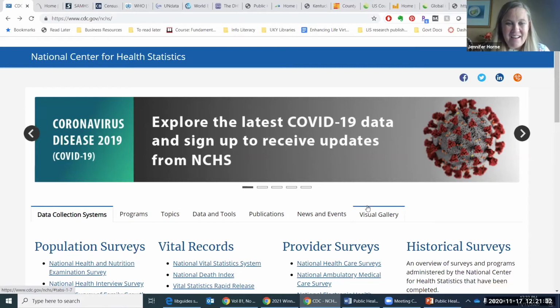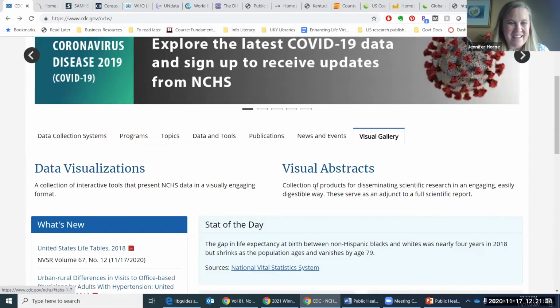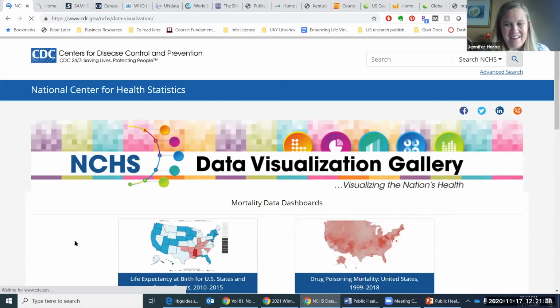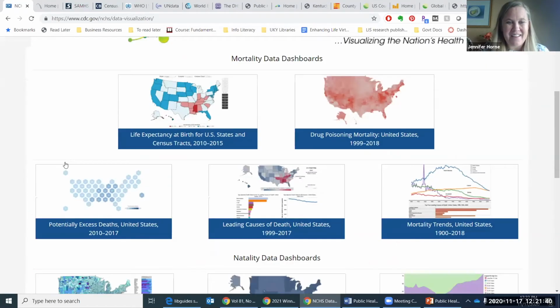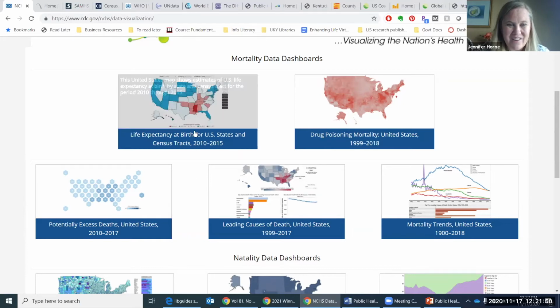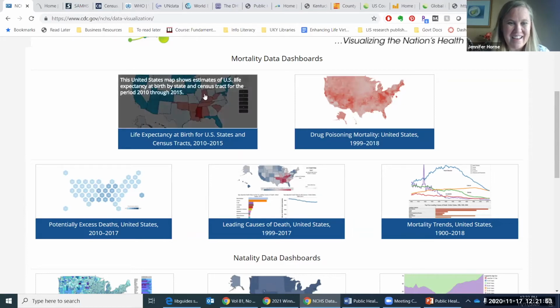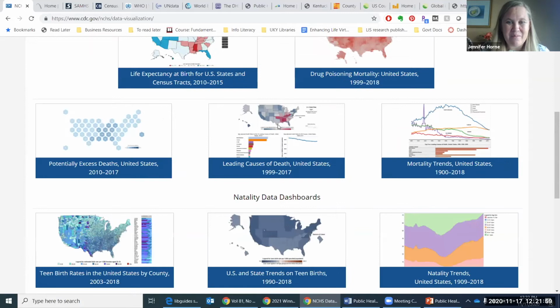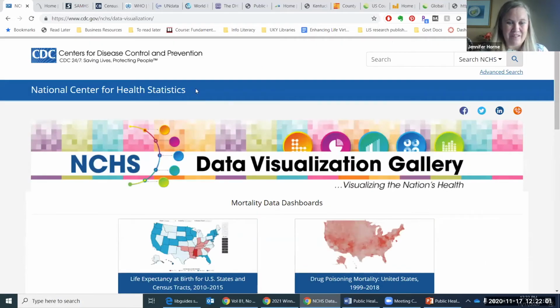One other thing that's kind of cool is they've got these data visualizations that are just different ways to look at the data. I always find it fascinating when you can look at a map like this and try to figure out why this stretch from Louisiana to Indiana has lower life expectancy than anywhere else in the country. So it's just some kind of cool visualization tools there.